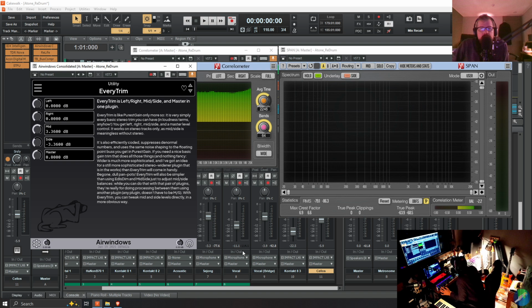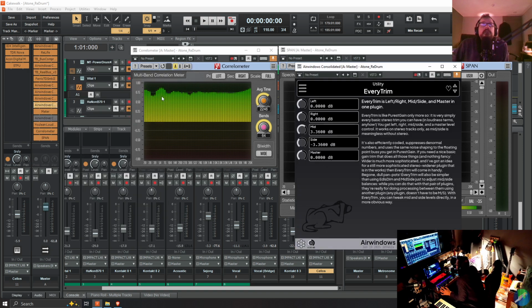I don't even know if this is still going to be okay on the Loudness meter, but look at this signal here on the correlometer, and look what happens when I bypass EveryTrim. Look at that. Look at that. Okay, so this is going to take further adjustment and tweaking, but just to show you, on, boom, and even better yet.